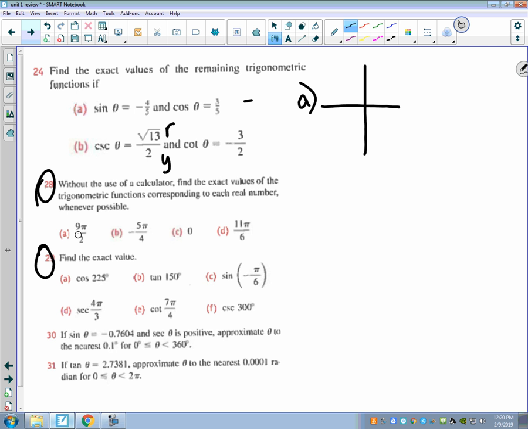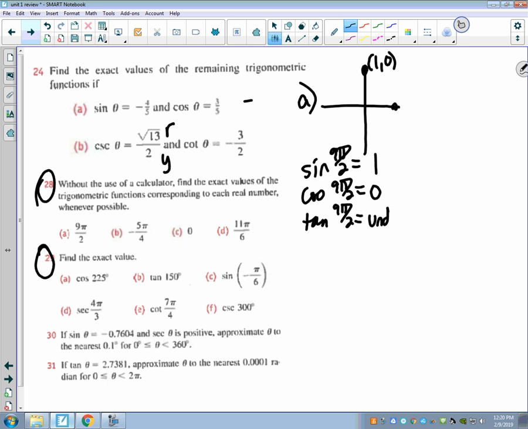Okay. So I don't want to do all of these, but 9 pi halves. You can keep subtracting 3 pi, or you can think about what is 9 halves? 9 halves is 4.5. So 4 pi would always be here. So a half pi would be up here at 1, 0. So the sine of 9 pi halves would be 1. The cosine of 9 pi halves would be 0.